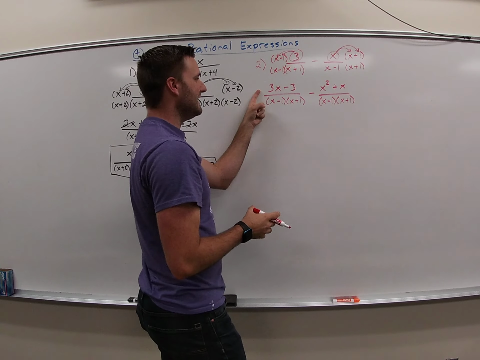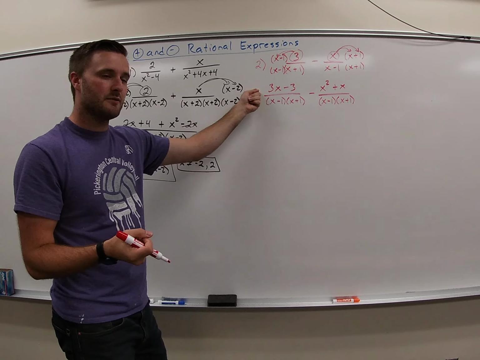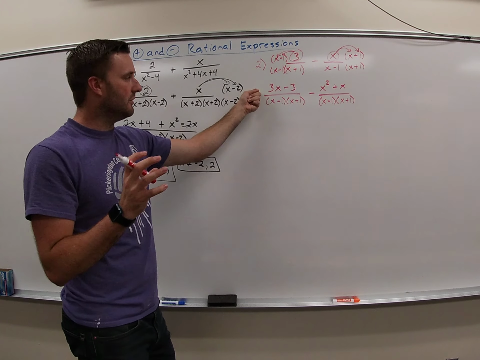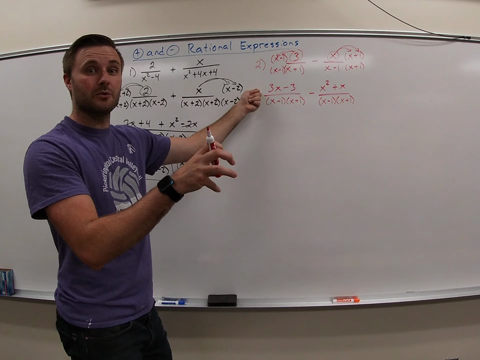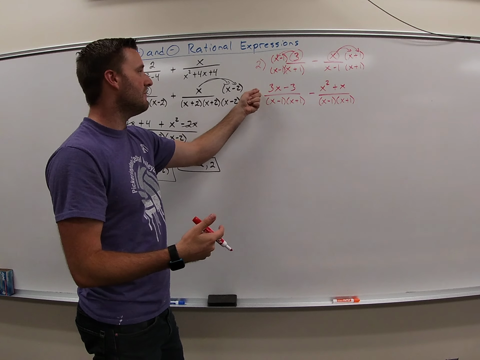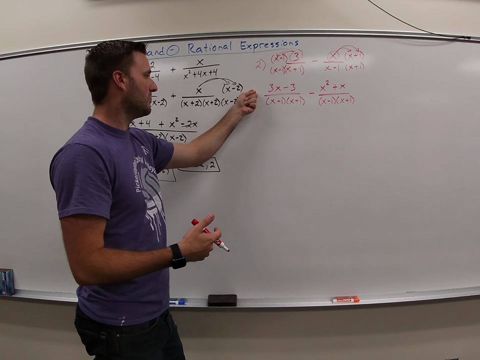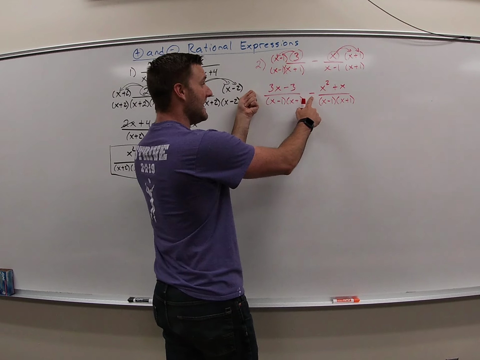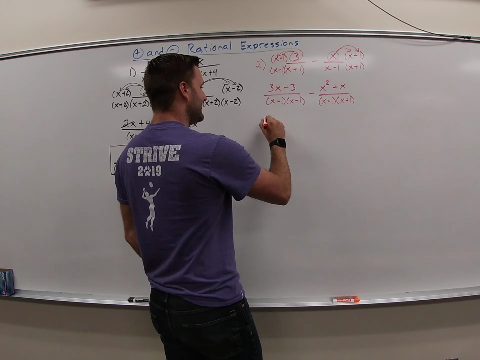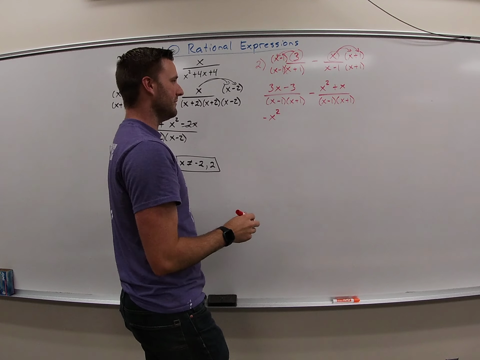Notice that we don't have any x squareds, okay? So this is almost like saying 0x squared. Remember how when we were doing synthetic division, we have to put a placeholder of 0 if we're missing an exponent. So in the same way, I have no x squared here, so think of this as being a 0x squared. Well, what is 0 minus a 1? Well, that's negative 1, right? So this is a negative x squared, a negative 1x squared.